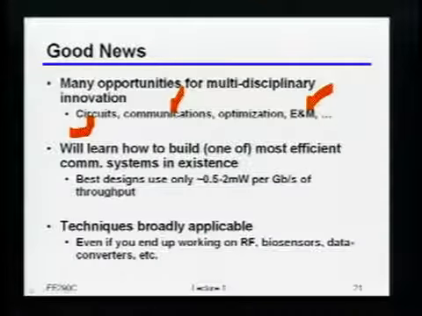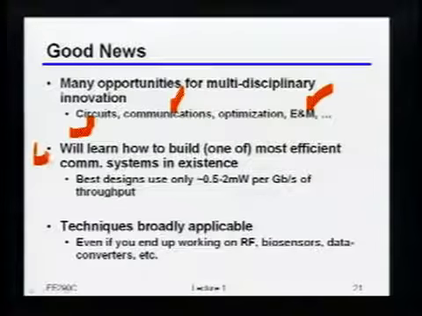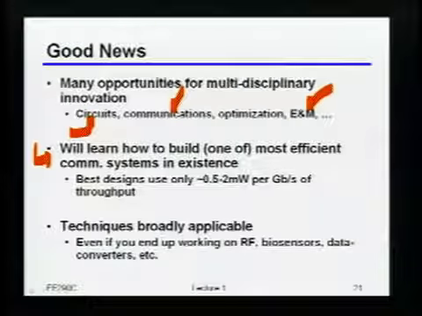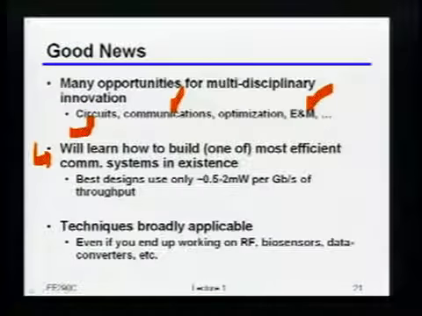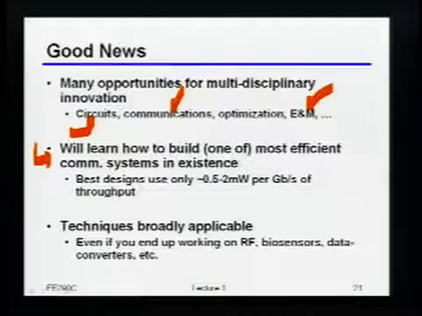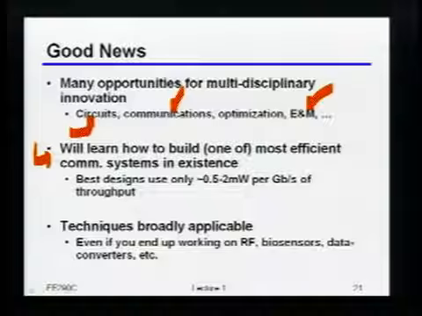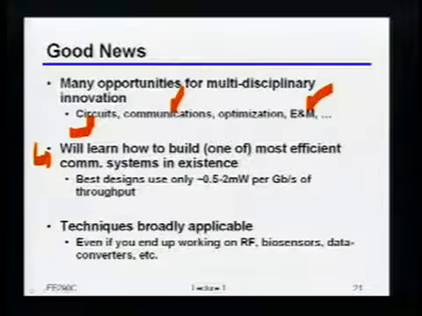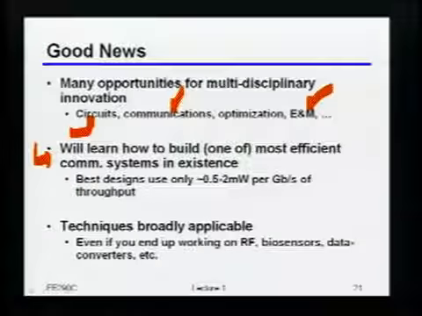Okay? So the take-home message here is that, at least in my opinion, what we'll really be doing in this class is learning how to build at least one of the most efficient communication systems that is out there in existence. And just to give you some numbers to back that up, the best designs today are dissipating only on the order of about 0.5 to 2 milliwatts per gigabit per second of throughput.